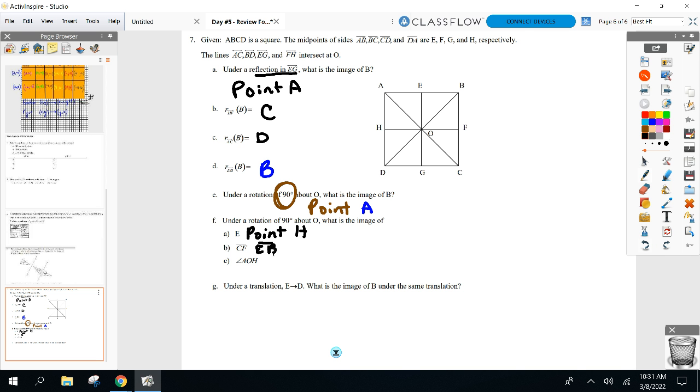Ooh, can we rotate an angle? Yeah. Same as rotating the points. Where's A go to? Where's H go to? Is O going to go anywhere? No, O's going to stay there because we're rotating around it. So O stays O. Now I just got to figure out where A and H go and make a new angle.